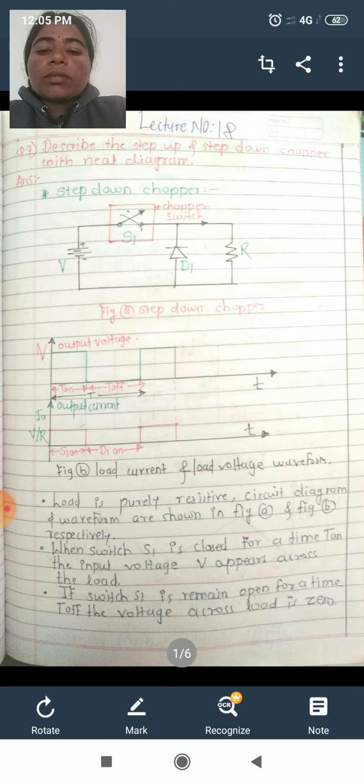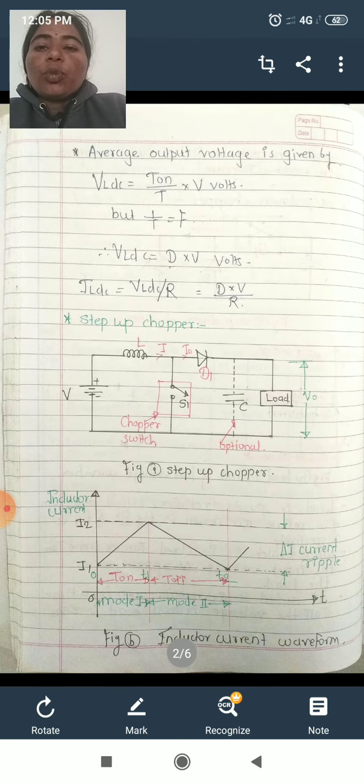Now see, load is purely resistive, and the circuit diagram and waveform are shown in figure A and figure B respectively. Now when switch S1 is closed for a time T on, the input voltage V appears across the load, and if switch S1 remains open for a time T off, the voltage across the load is 0. In this way you will get the output voltage.